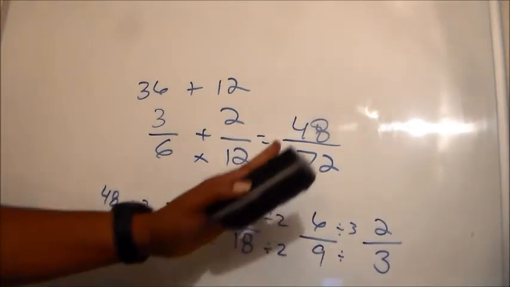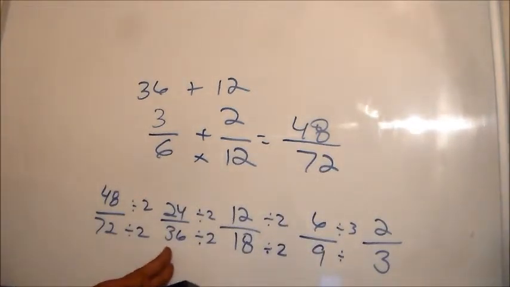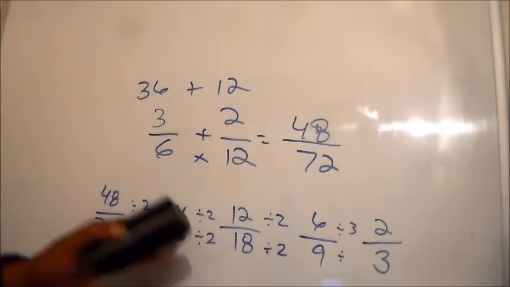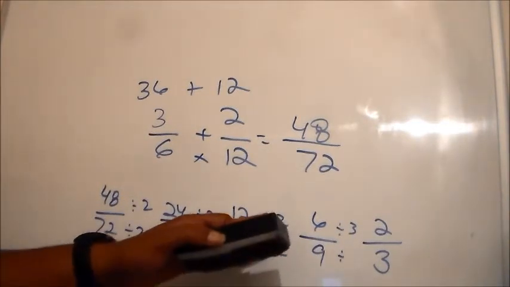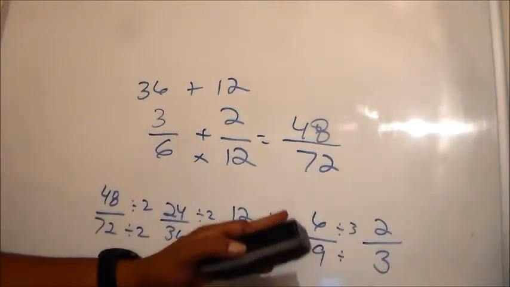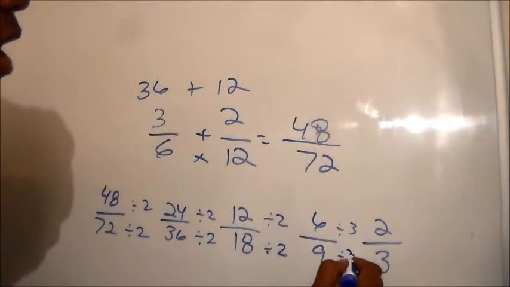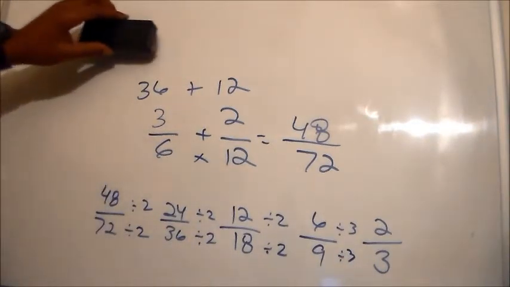So we keep breaking it down. We start with 48 over 72, divided by 2, got 24 over 36. We divided by 2 again, the numerator and the denominator. 12 over 18, we divided by 2, 6 over 9. And you might look at that like, nah, it can go further if we divide the top and the bottom by 3. And we've broken this all the way down to 2/3.